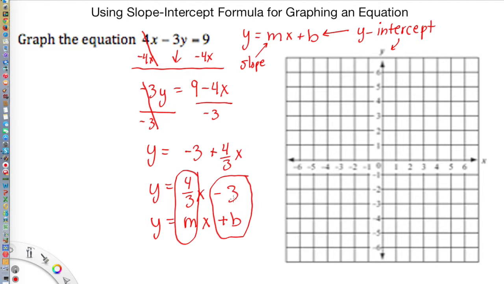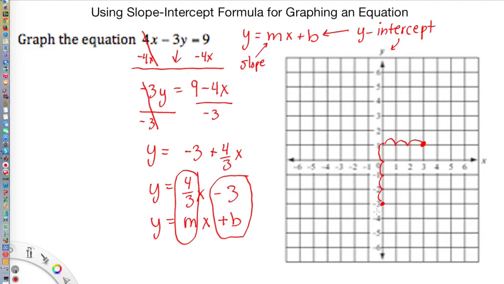is right here. And now I can go to my graph and I can say, okay, my starting point is going to be negative 3, which is right here. Okay, negative 3 is my y-intercept, b, and then my slope is 4/3. What does that mean? That means I go up 4, so I'm going to go up 1, 2, 3, 4, and then I go 3 to the right, which is 1, 2, 3. And that puts me right at that point there.